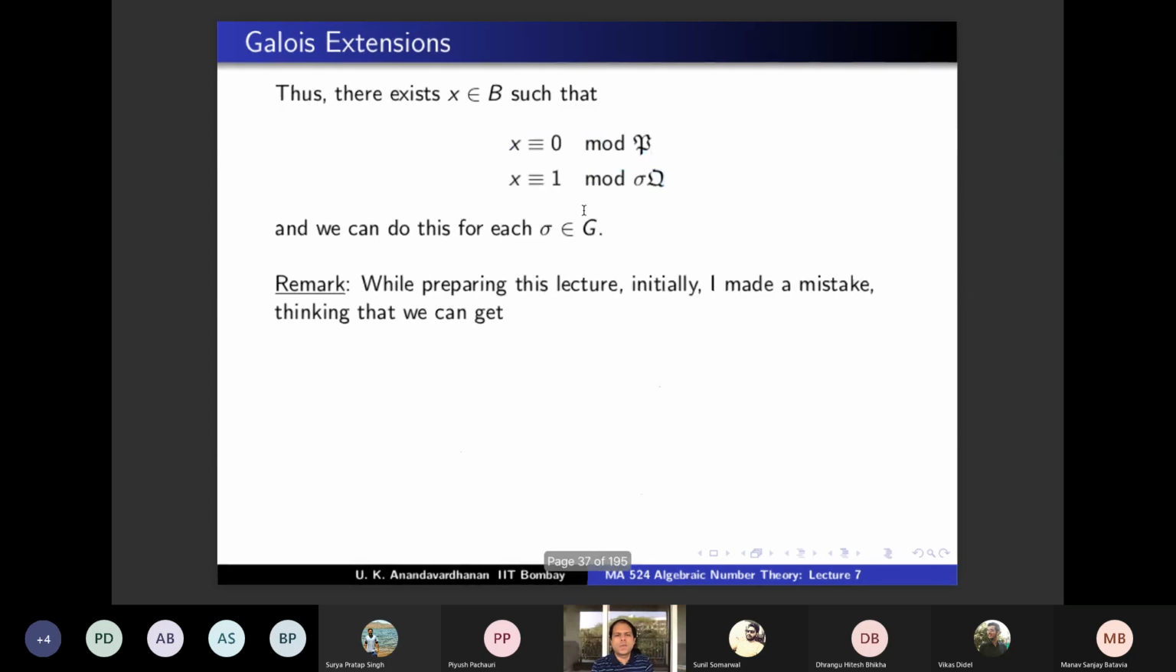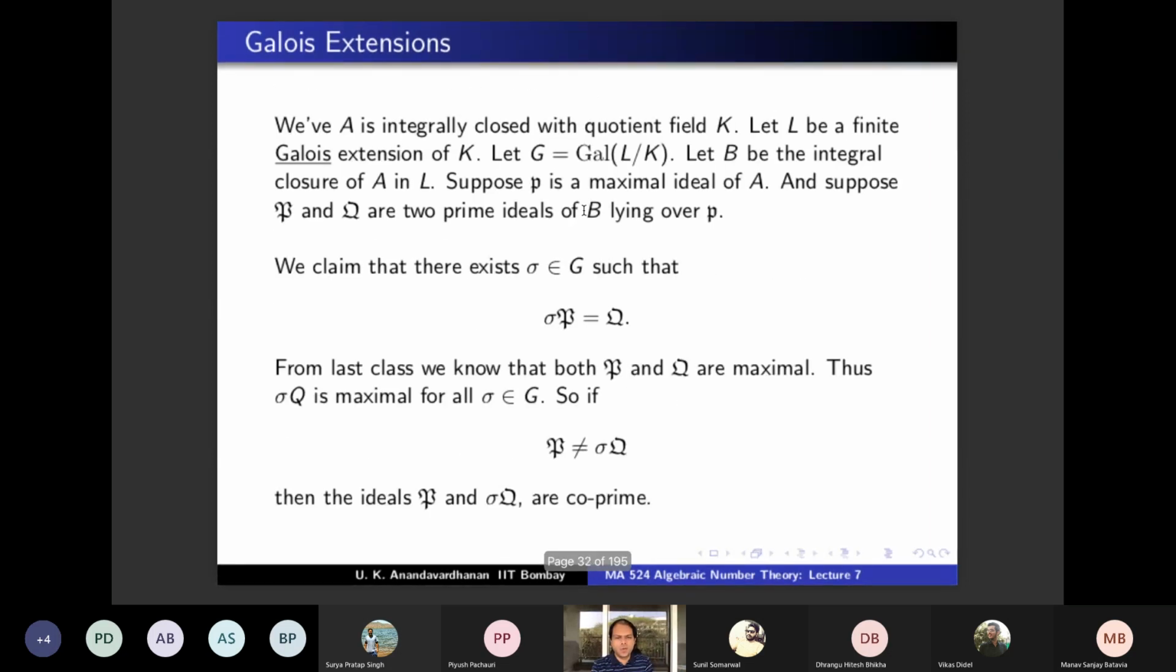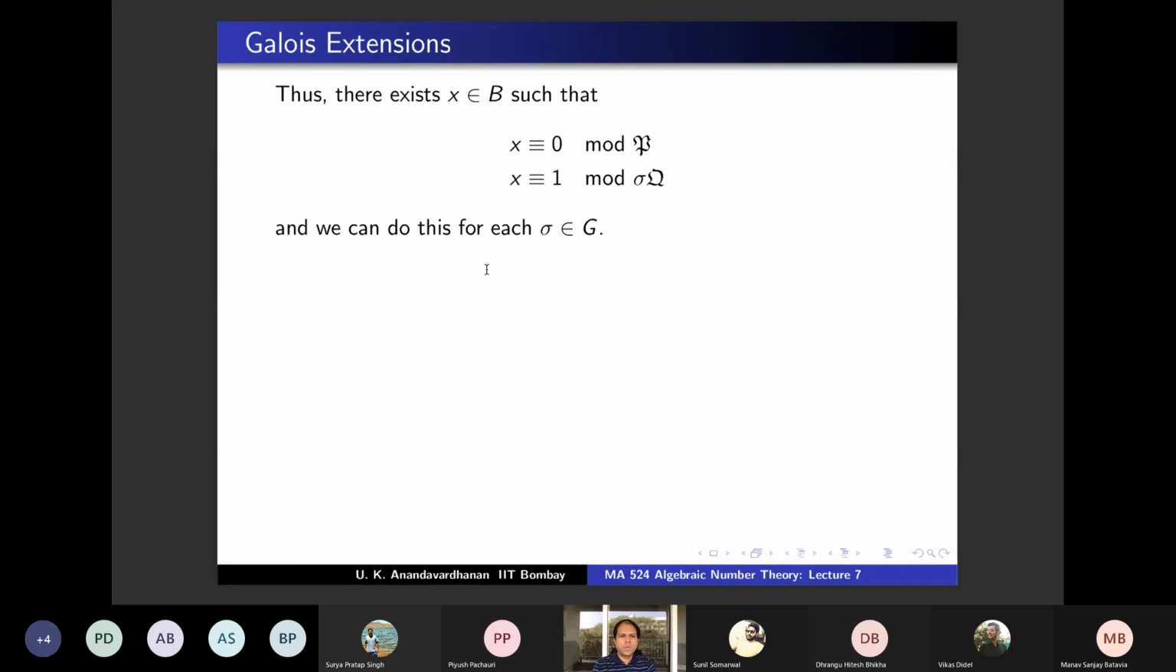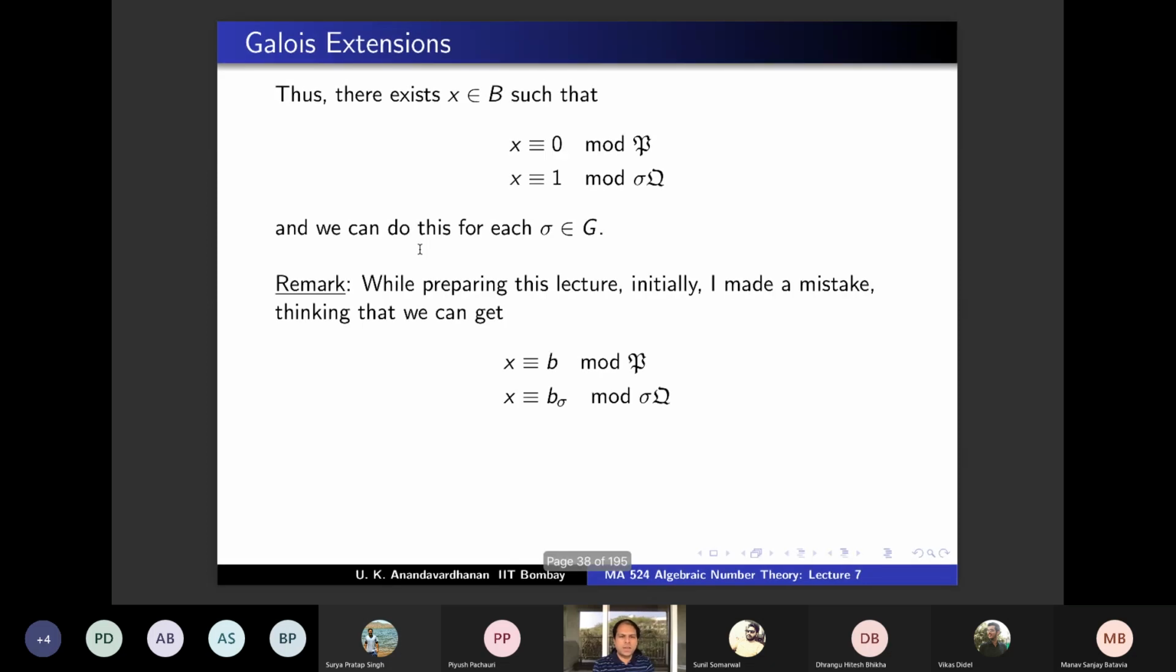So here itself you are taking all the distinct sigma q's. They are mutually co-prime, and you apply the Chinese remainder theorem to that. So this also I will reformulate. We are doing it together. So what I initially did was the correct thing, not what I changed back. Okay, so this will come back.